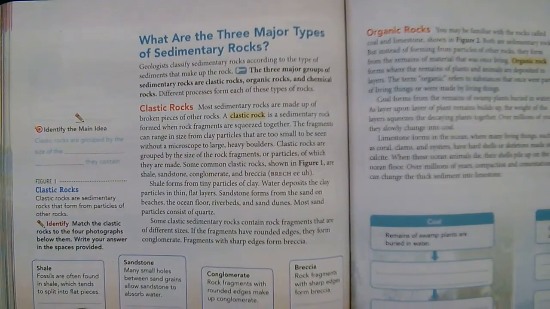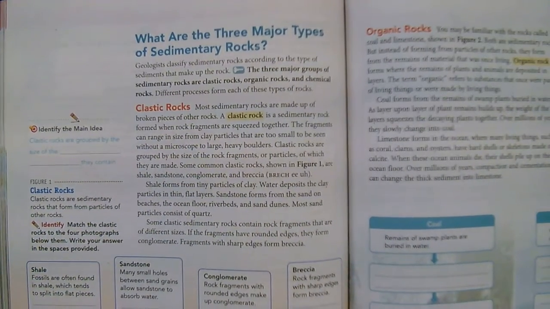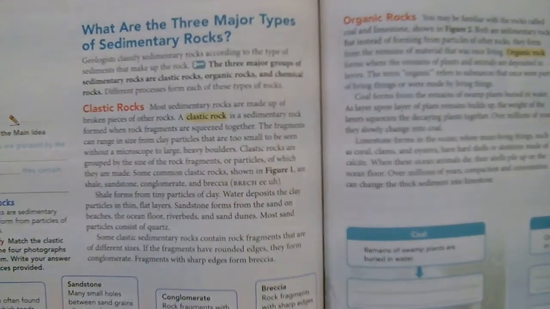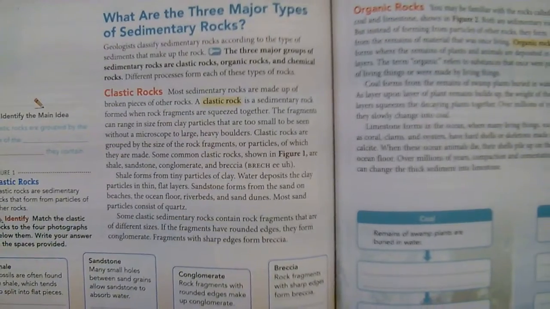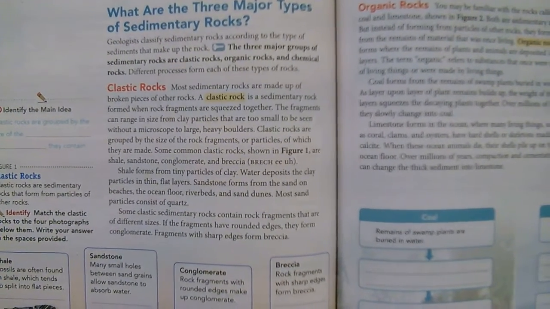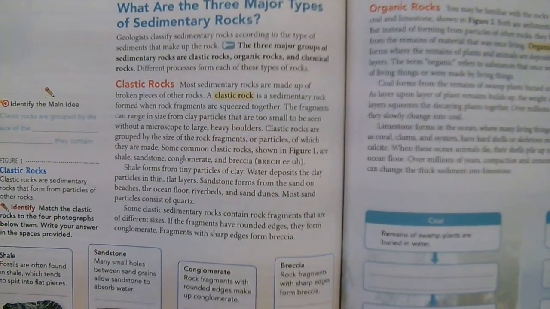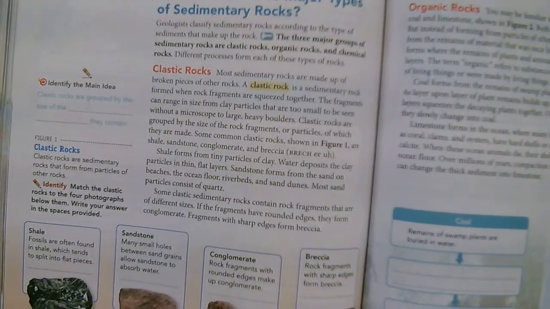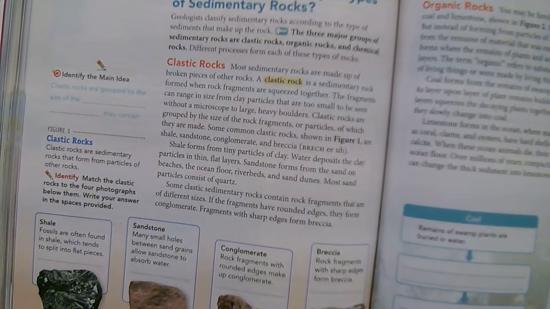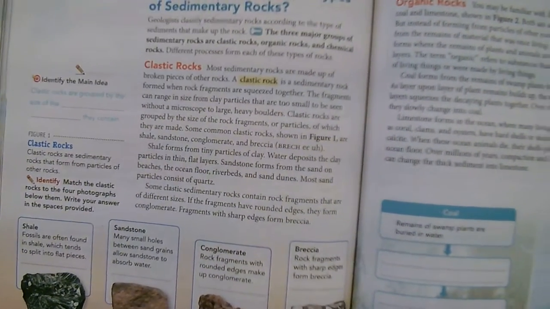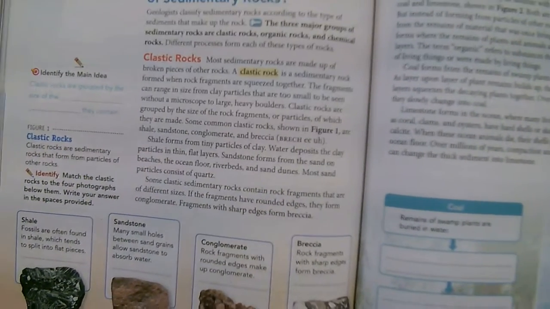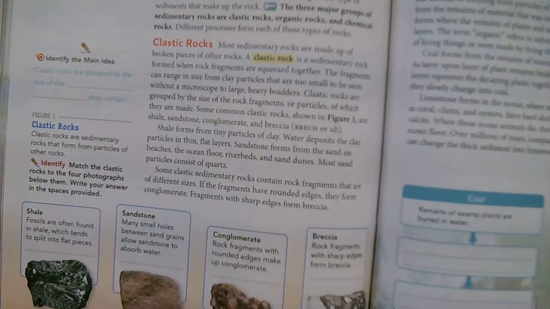Clastic rocks. Most sedimentary rocks are made up of broken pieces of other rocks. A clastic rock is a sedimentary rock formed when the rock fragments are squeezed together. The fragments can range in size from clay particles that are too small to be seen without a microscope to large, heavy boulders. Clastic rocks are grouped by the size of the rock fragments or particles of which they are made. Some common clastic rocks shown in Figure 1 are shale, sandstone, conglomerate, and breccia.